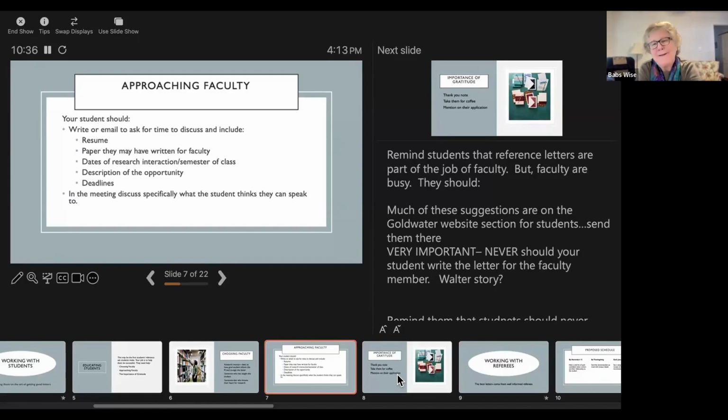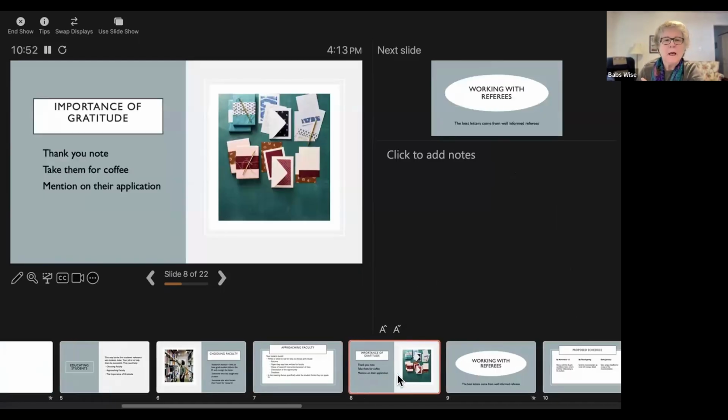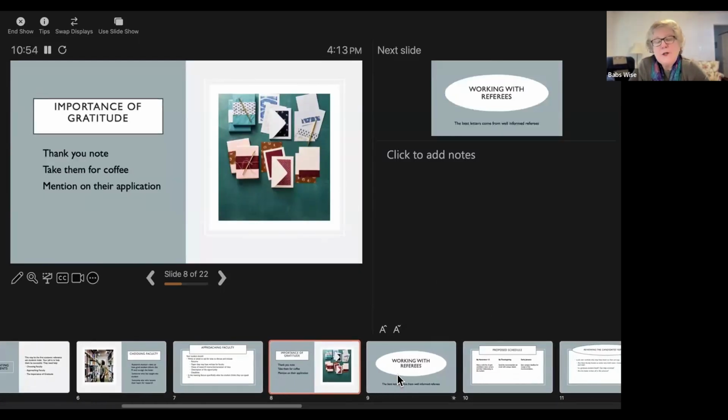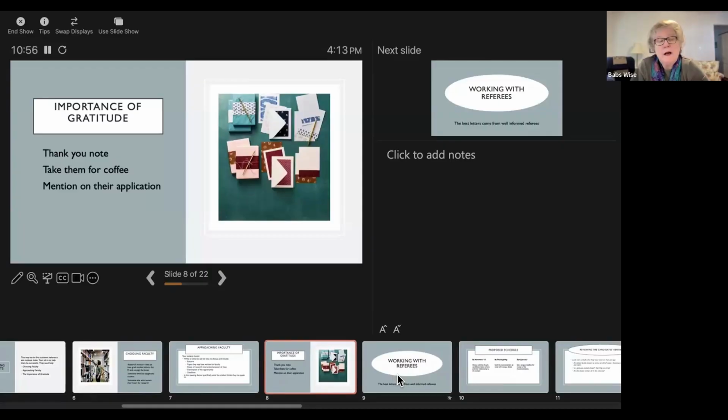So it's really important that you kind of let the student know that from the beginning. Faculty will write a much better letter than that student can write. The student cannot do any comparisons. They can't do any of the things that need to be done in the letter. Okay. And then teach them about thank you notes.